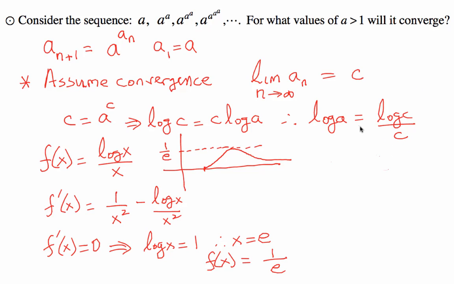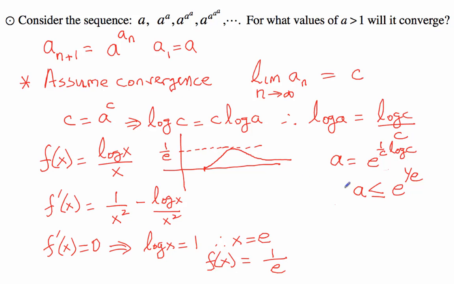And of course from log of a equals log of c over c, you immediately get a is equal to e to the 1 over c log of c. Now 1 over c log c has to be less than 1 over e, as we've discovered over here, in which case a has to be less than or equal to e to the power of 1 over e.